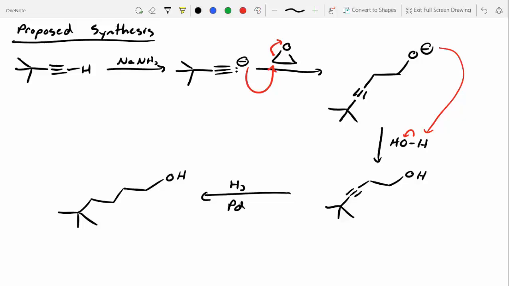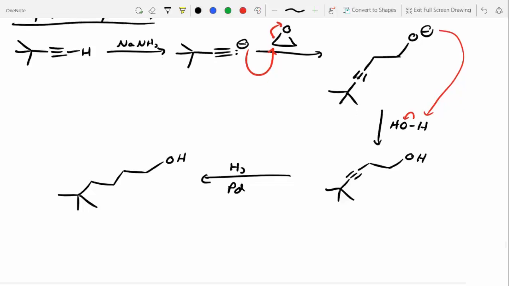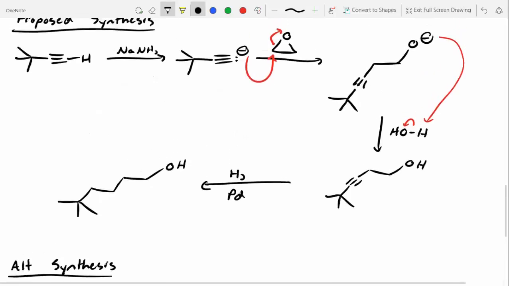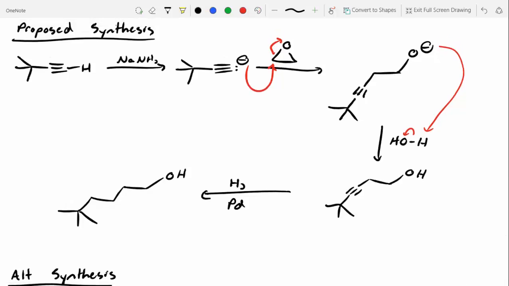A Grignard reagent, right? Could we turn this alkyne into a Grignard reagent? If we try hard enough, we can do anything, right? So let's say alternate synthesis. The alternate synthesis would be to turn that alkyne into a Grignard. Does anybody have a proposal for how to turn that alkyne into a Grignard?